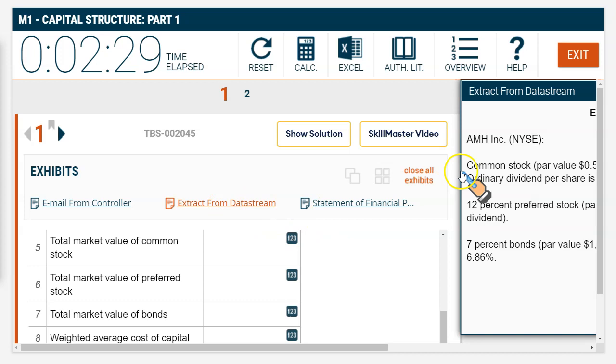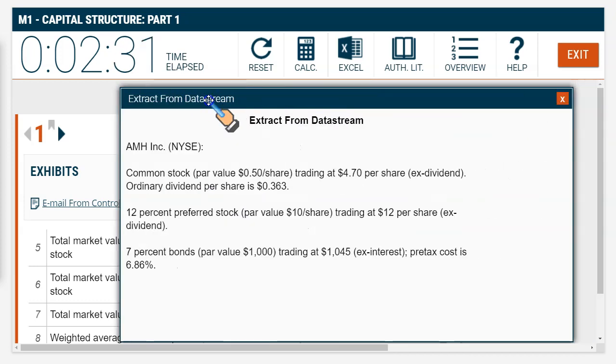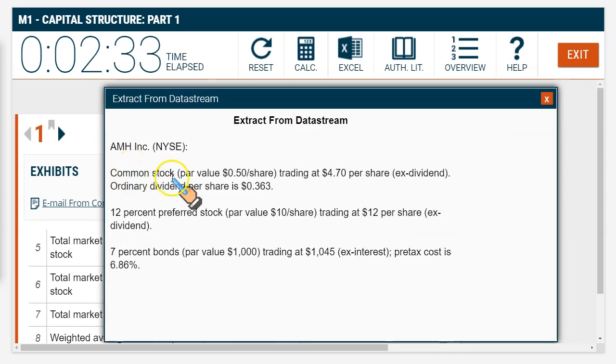Next, we have an extract from a data stream. And what information do we have? Common stock par 0.5, important information. Trading at 4.7, this is P0, the current share price. Ex-dividend, exclusive of the dividend that might have been declared. Ordinary dividend per share 0.363. Remember, this is the dividend paid now. It's D0, not the next dividend.